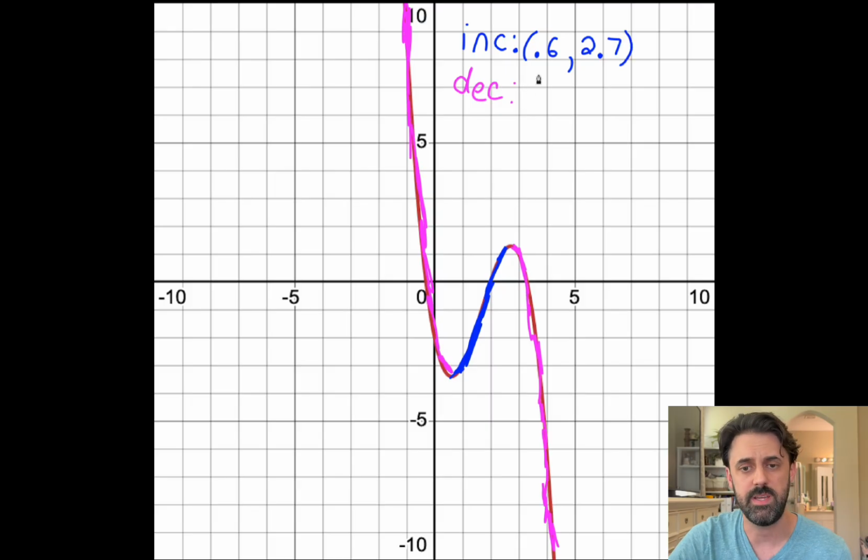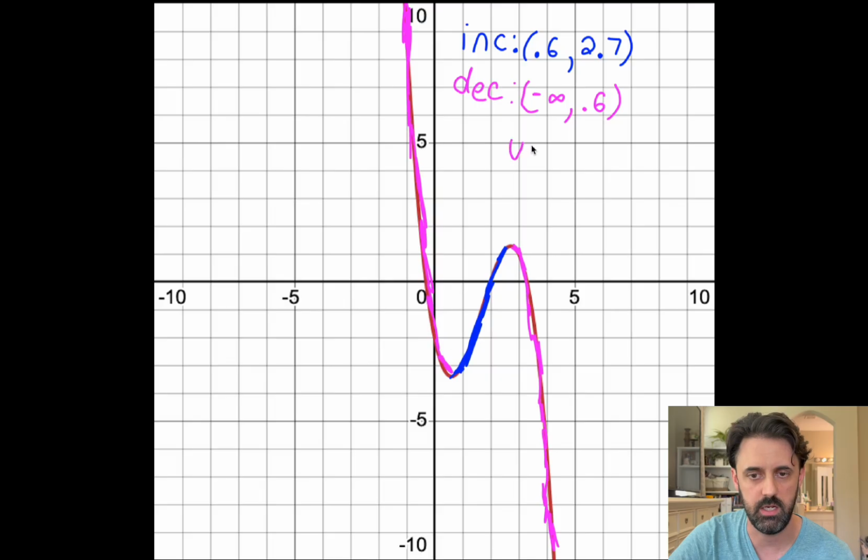All right, decreasing, we have two intervals here. And again, these are the x-coordinates only. We're ignoring the y-coordinates. So for the first interval, again, from left to right, the leftmost x-coordinate is negative infinity. And the rightmost x-coordinate is that minimum, which was, again, 0.6. That's our first interval. Our second interval, the leftmost x-coordinate is 2.7. And the rightmost x-coordinate, even though it's moving down, is positive infinity because it's headed to the right.